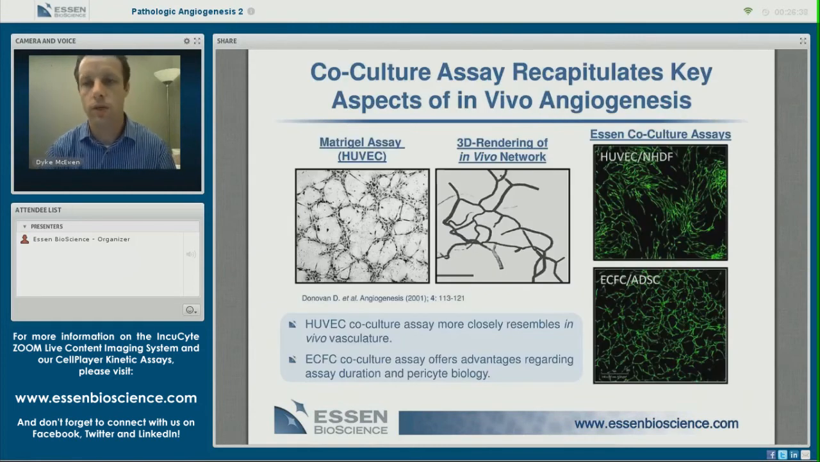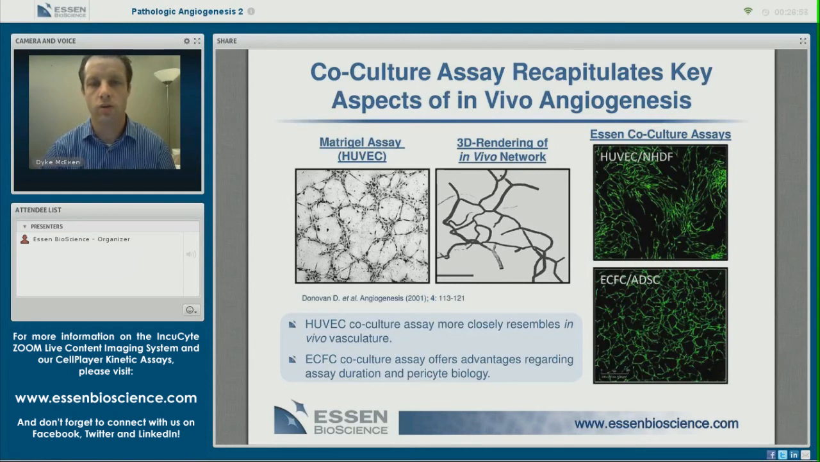The next question is, why did we decide on a co-culture approach? What's the importance of co-culture for us? When we were developing our assays, we wanted an assay that closely resembled the in vivo network, as well as being able to correlate highly to in vivo pharmacology.